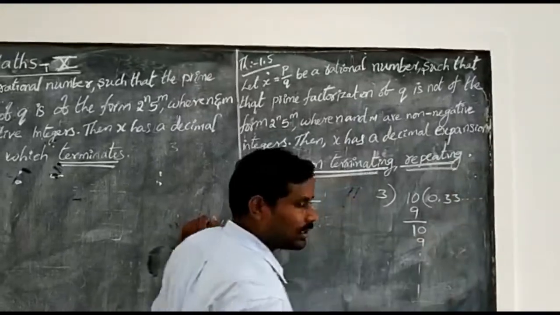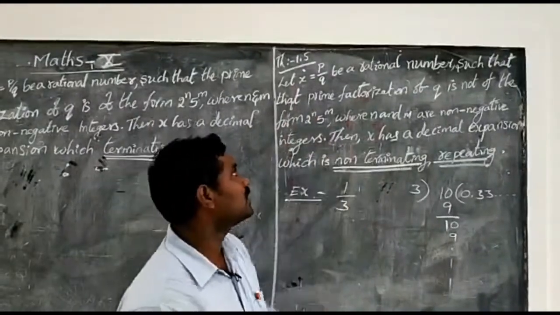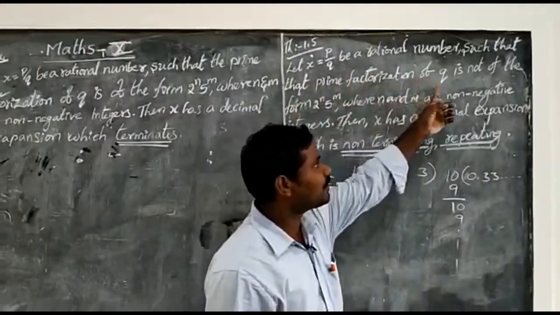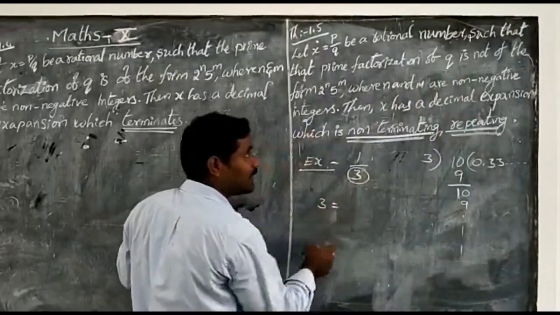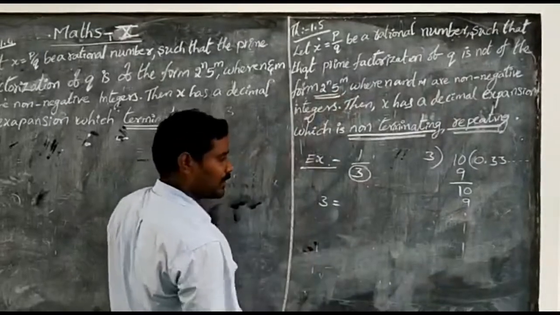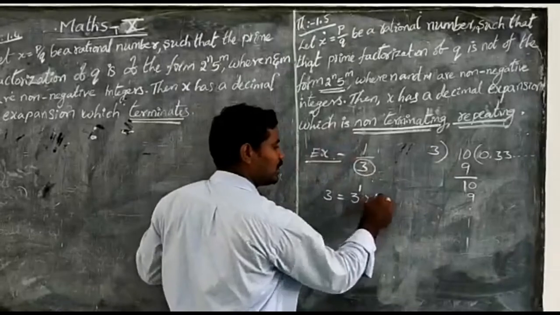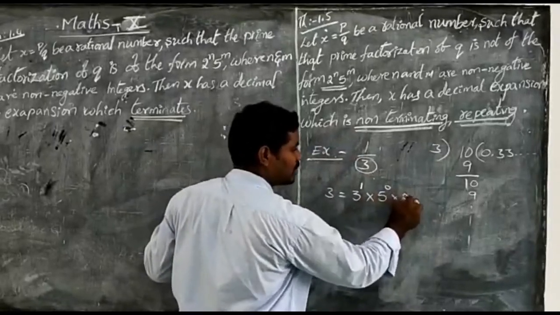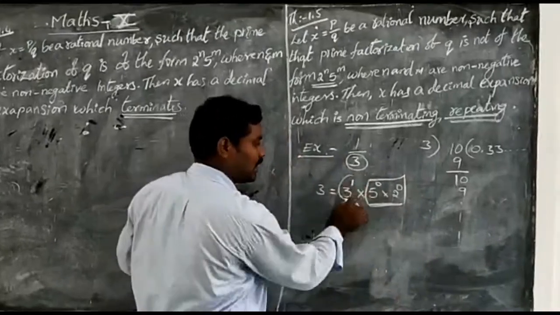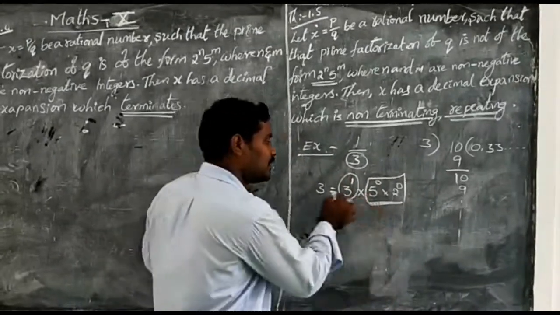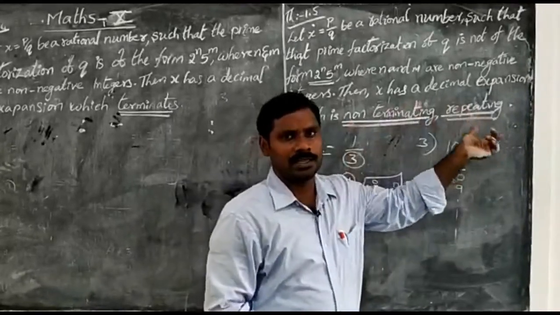It is also continuous. Once observe here, 1 by 3 is of the form p by q, a rational number such that the prime factorization of q is not of the form. Once observe here, 3 cannot be written in the form of 2 power n into 5 power m. You would have to write 3 power 1 into either 5 power 0 or 2 power 0, but you need 2 power n into 5 power m, not other numbers. Numbers like these are called non-terminating repeating numbers.